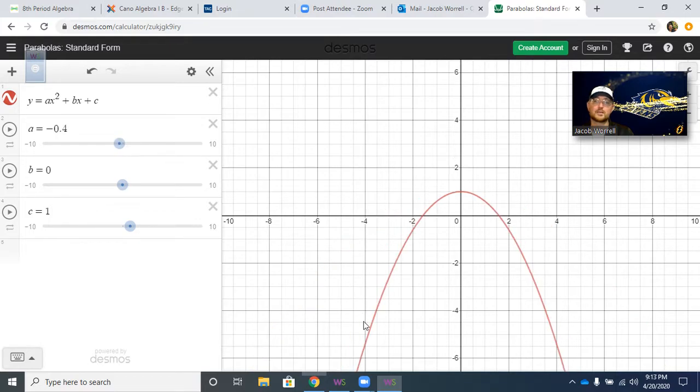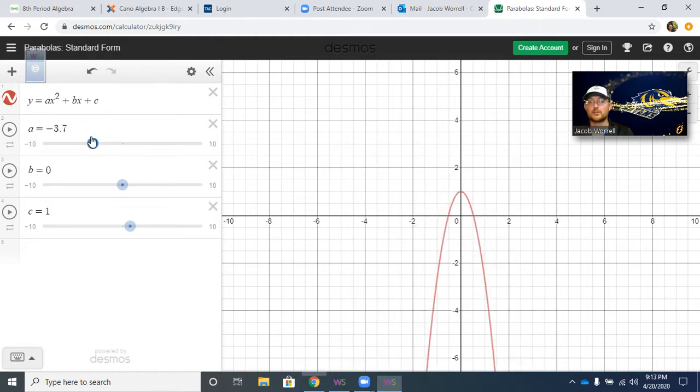But if I go into the negatives, well, there we go. Now it flips it across the x-axis, and we can visualize it now. Okay, and then the further away I get from 0, the more narrow it becomes, just like it did on the top. So if your a value is positive, it's a parabola that opens upward. If it's a negative a value, the parabola opens down.